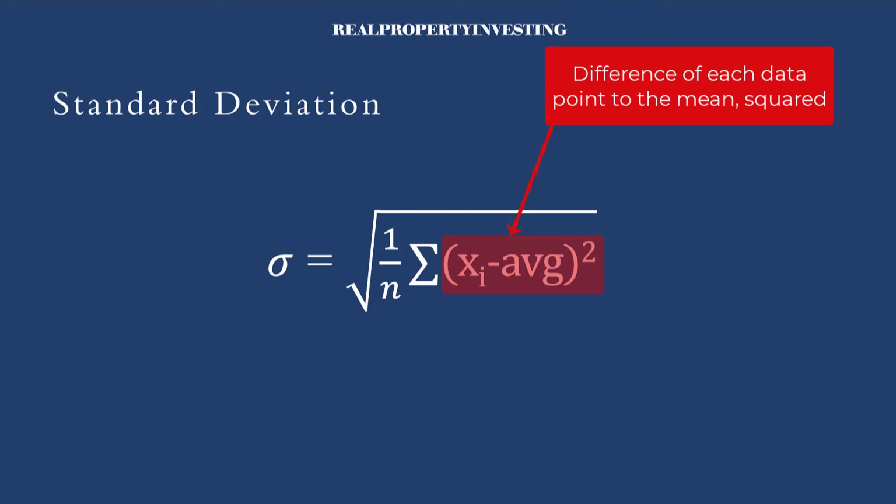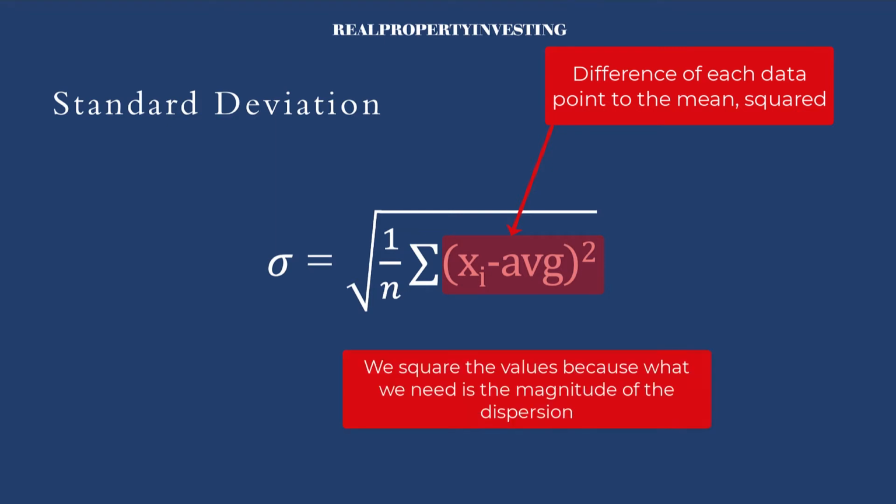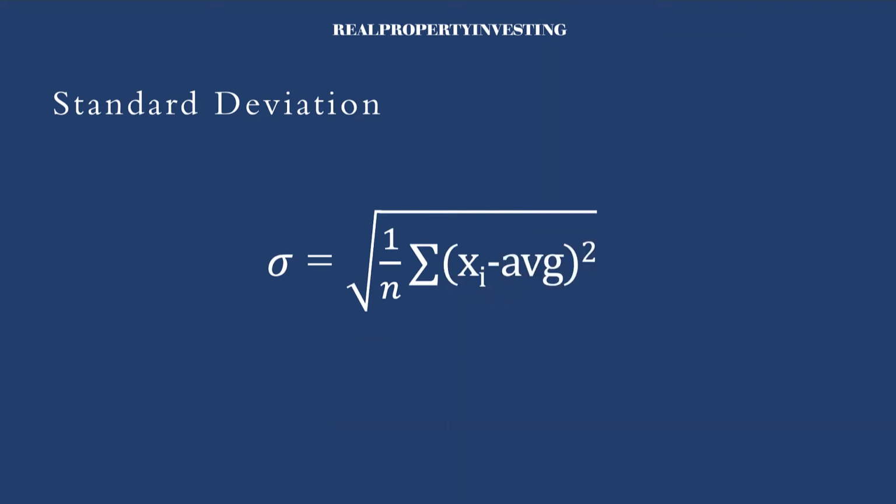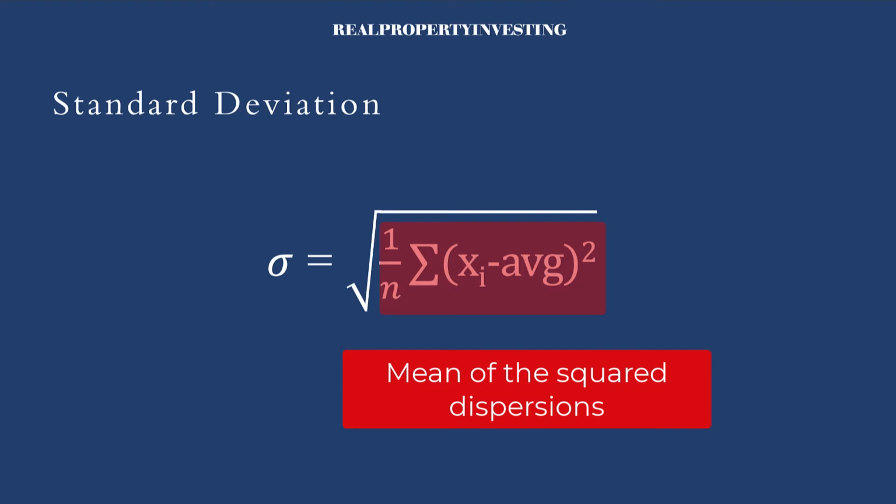Now, because some of these values will be negative and others will be positive, and what we are really interested in is the average dispersion, we have to take the square of the difference before we add them up. Otherwise, the positive numbers would cancel out the negative numbers. Once we have the sum, we divide by the sample size to give us the mean difference squared.